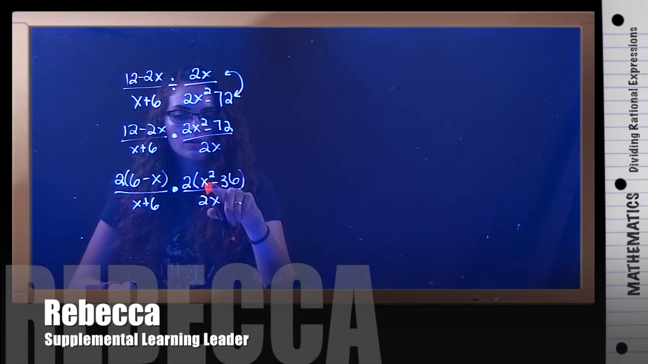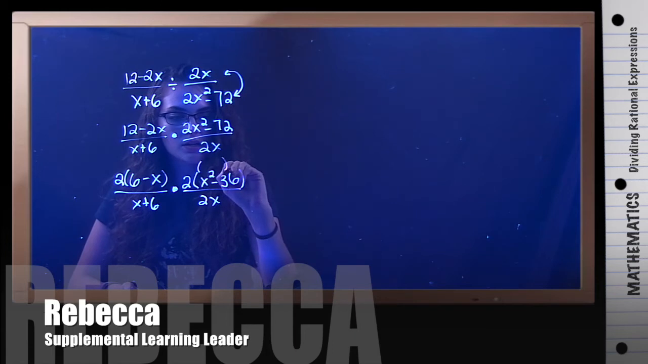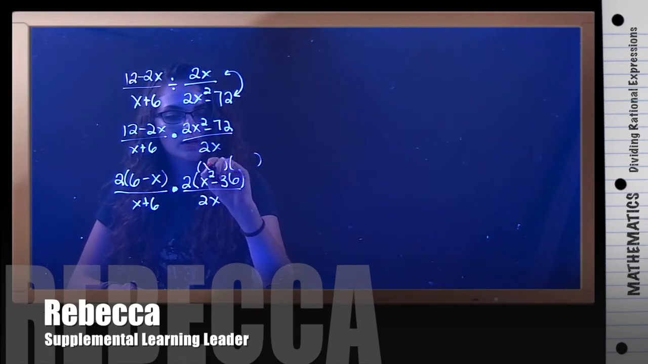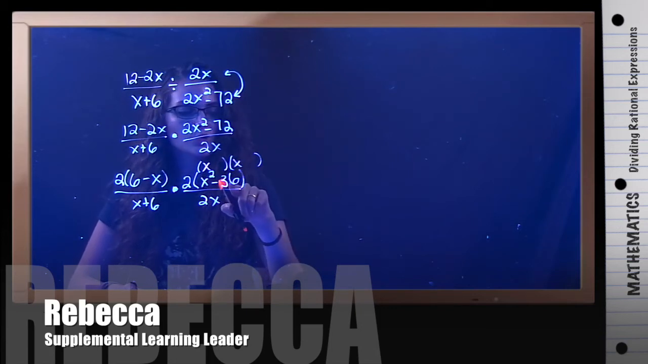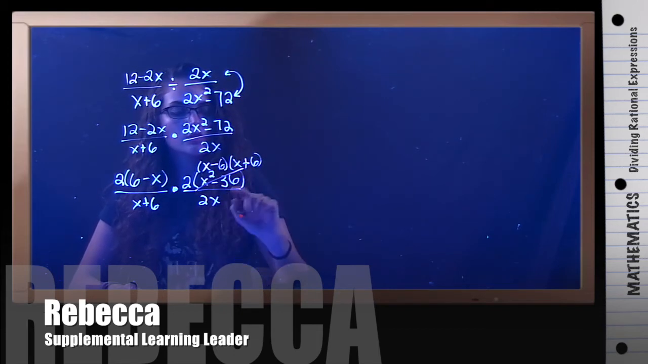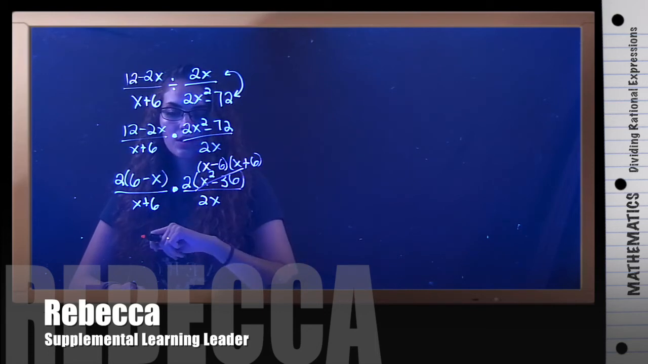And we notice that this can actually factor, because this is the difference of squares. x squared is a perfect square, and 36 is also a perfect square. And because they're separated by subtraction, you can use the difference of squares. So the square root of x squared is x, and the square root of 36 is 6. One is minus and one is plus. So we don't need this anymore. We're just replacing it with this.